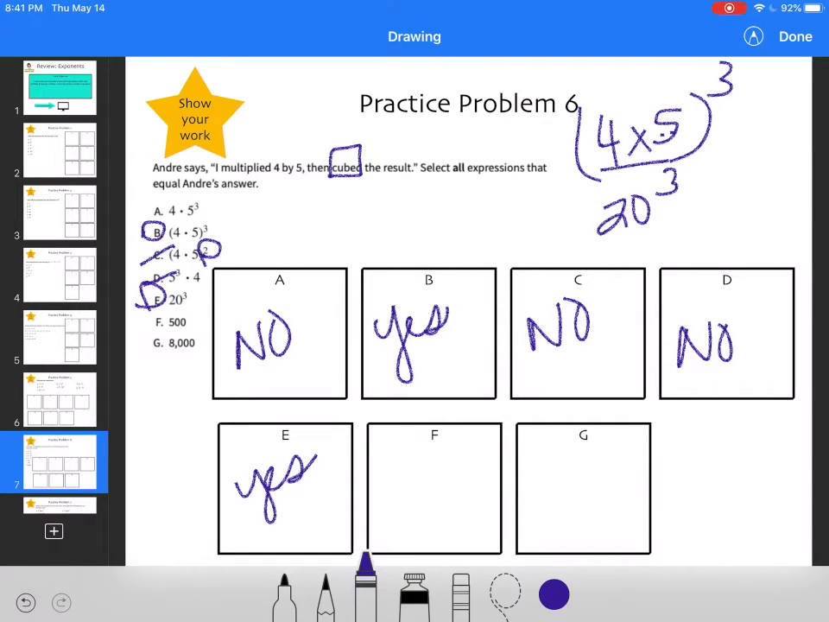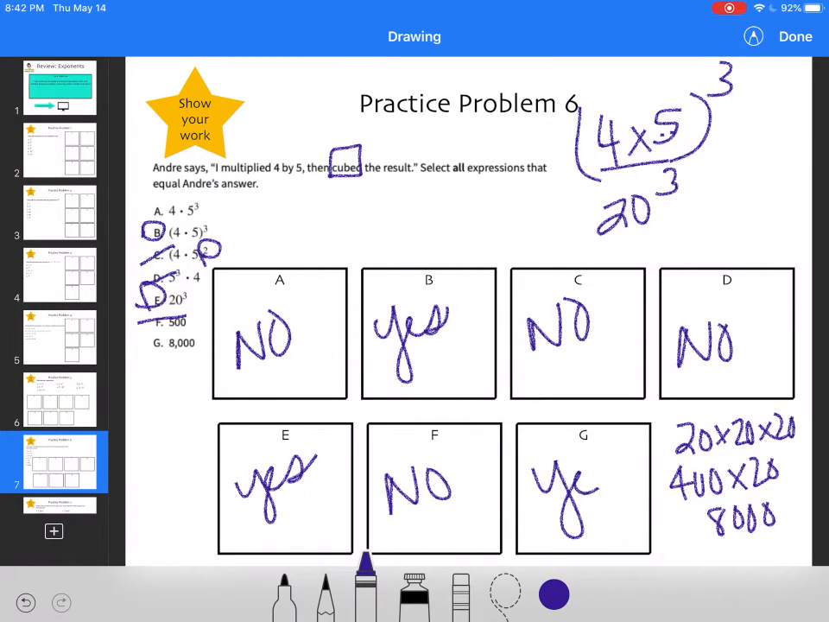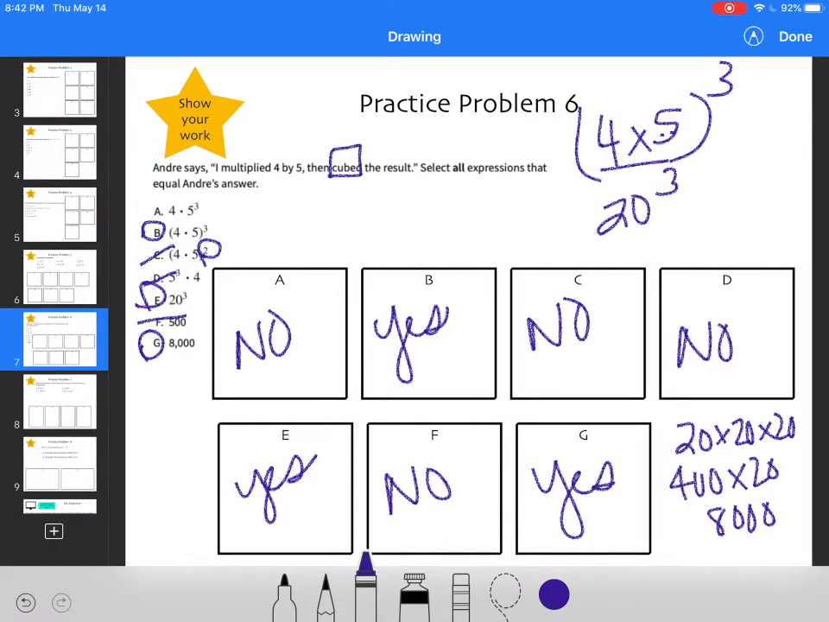So then 20 to the third power, what is that going to equal? So that's 20 times 20 times 20. So that's 400 times 20. So that'd be 8,000. So F is no. So G is yes. So B, E, and G.